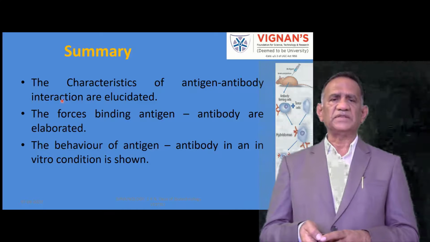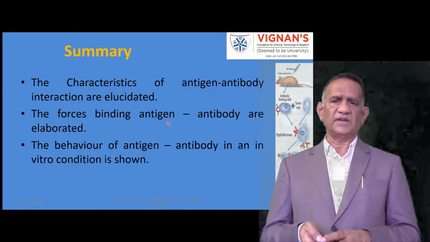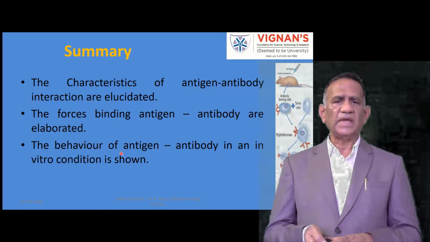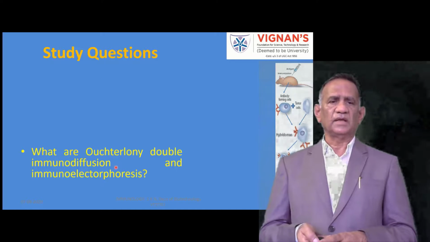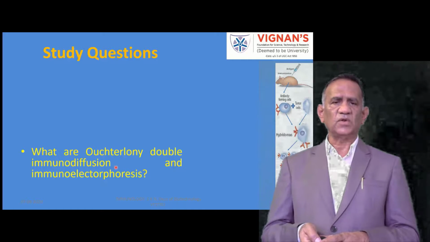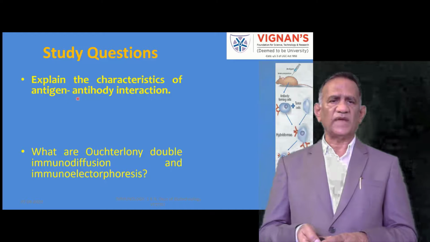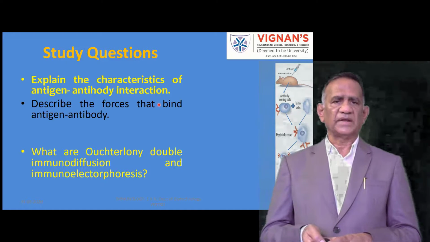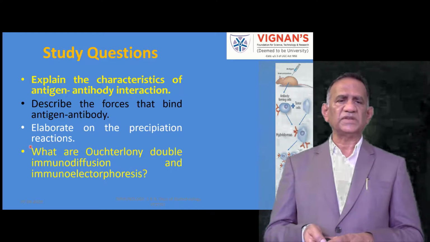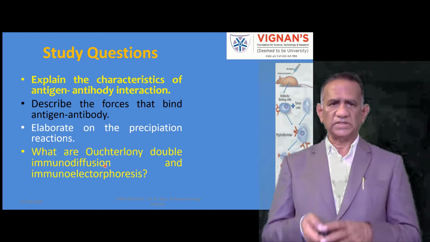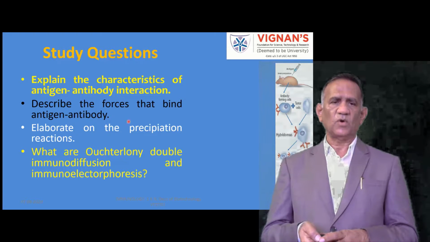The characteristics of antigen-antibody interaction are elucidated. The forces binding antigen and antibody are elaborated. The behavior of antigen-antibody in an in vitro condition is shown. The study questions: What are Ouchterlony double immunodiffusion and immunoelectrophoresis? Explain the characteristics of antigen-antibody interaction. Describe the forces that bind antigen and antibody. Elaborate on the precipitation reactions. These are the 4 questions given for you to work on at home.